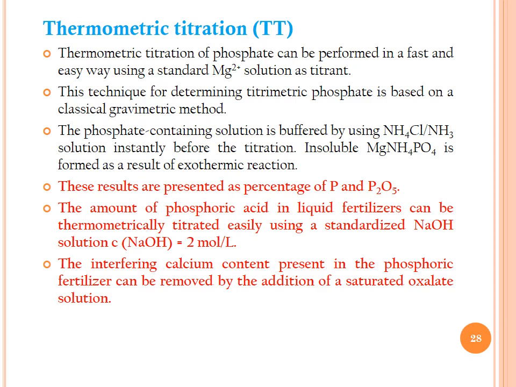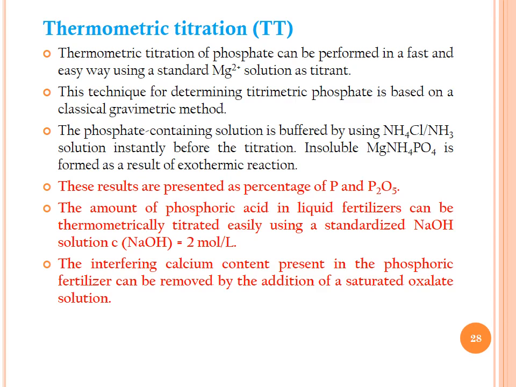The phosphate containing solution is buffered by using ammonium chloride ammonia solution instantly before the titration. Insoluble magnesium ammonium phosphate is formed as a result of, again, an exothermic reaction. The results are expressed as percentage of P, meaning phosphorus, or P2O5, phosphorus pentoxide. The amount of phosphoric acid in liquid fertilizers can be thermometrically titrated easily using a standardized sodium hydroxide solution having a concentration of 2 mole per liter, meaning 2 molar concentration.